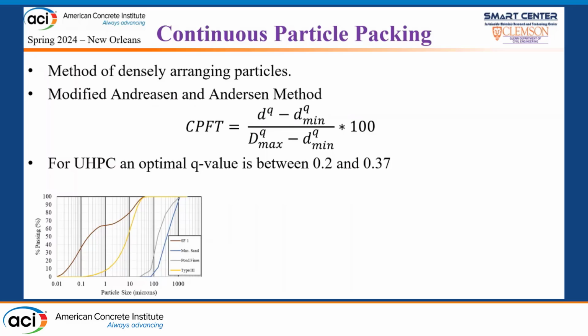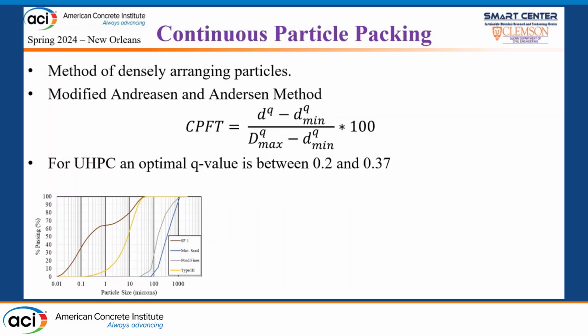We start off by looking at a modified Andreasen and Andersen method. To do that methodology, you're essentially looking at a cumulative percent finer than for a certain size of aggregate, or sorry, constituent material. And typically we're going to control a Q value to change that proportion. And for UHPC, that's typically in between 0.2 and 0.37.